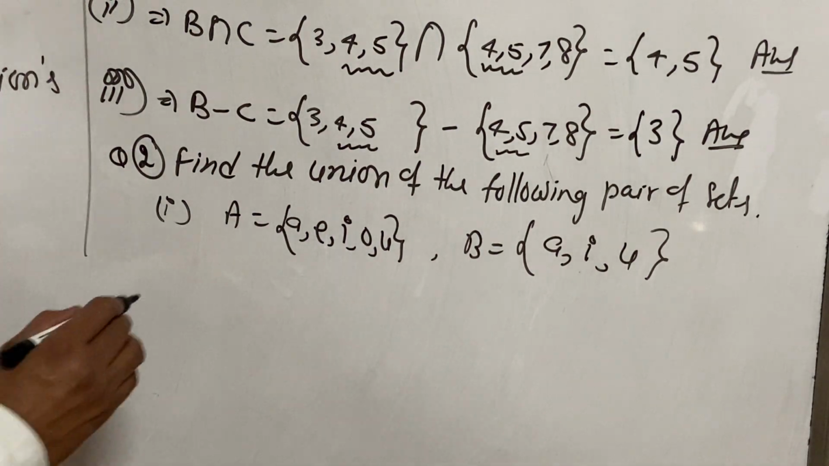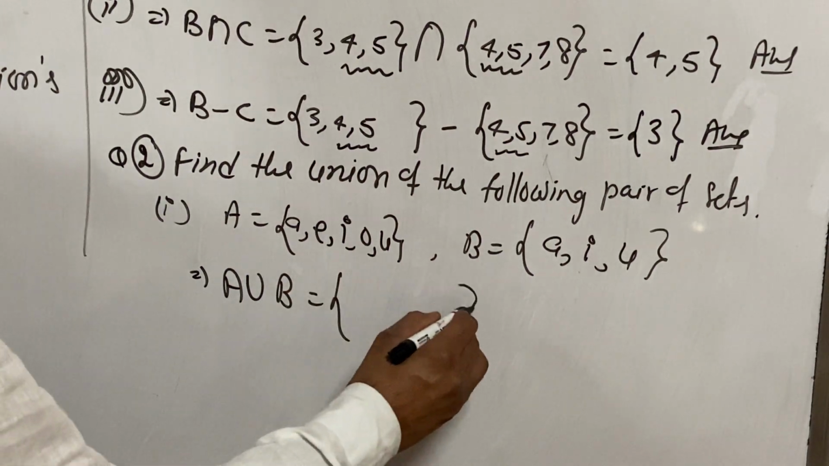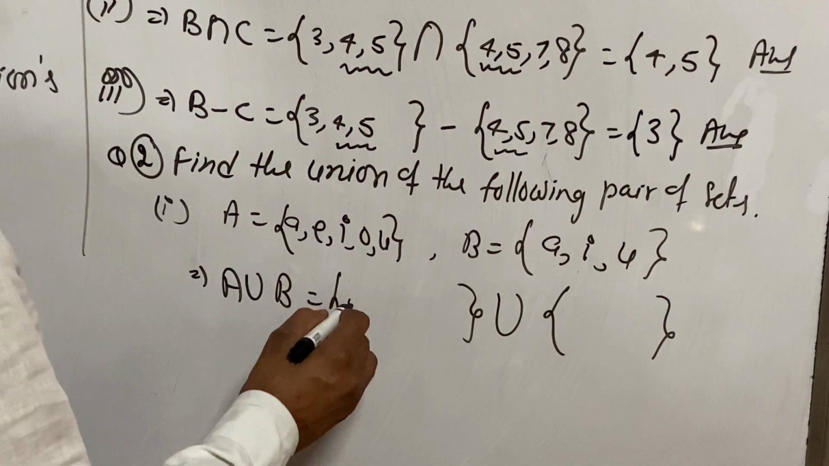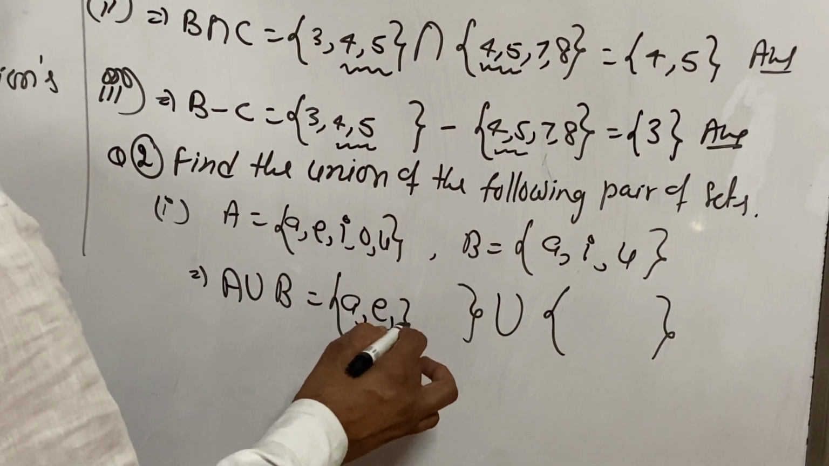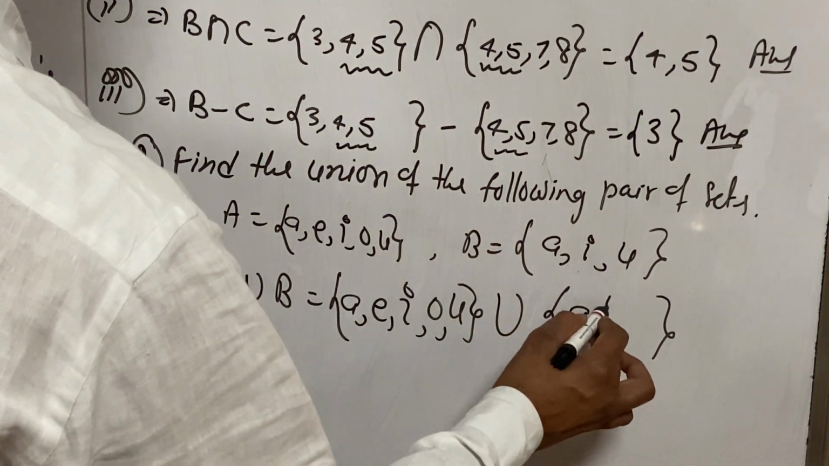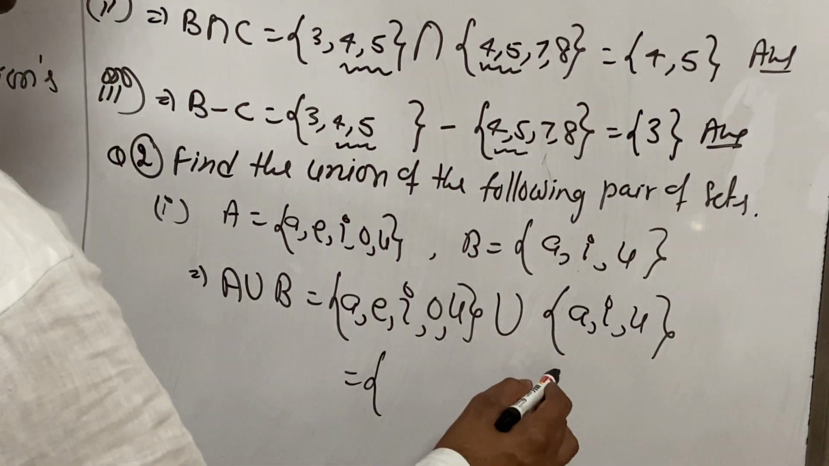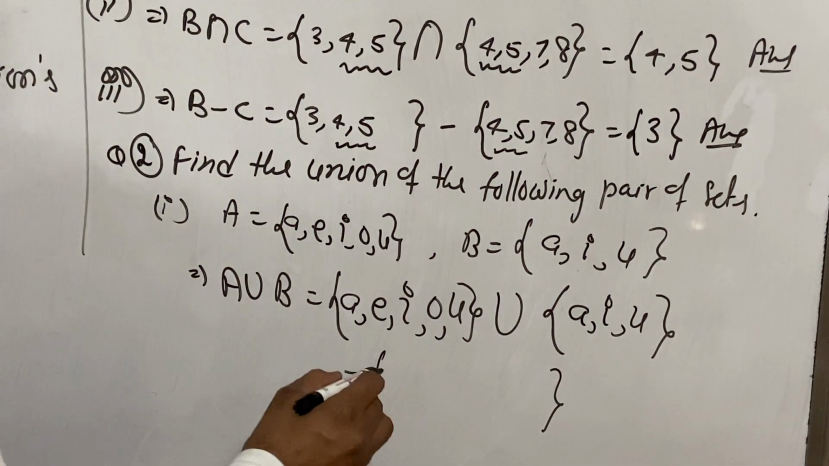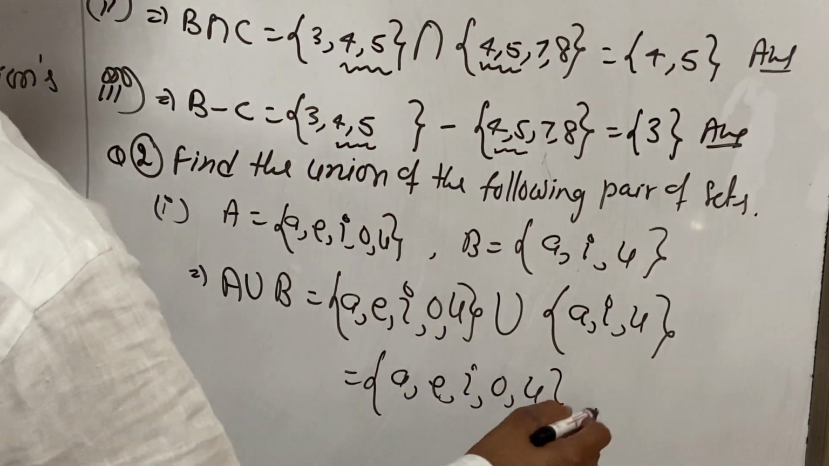To find the union, we take A union B. First set is A E I O U, second set is A I U. In a union, all the elements of set A and set B lie in the set A union B. Common elements can be written only one time. A E I O U. That is the answer.